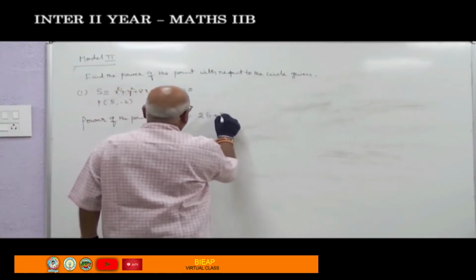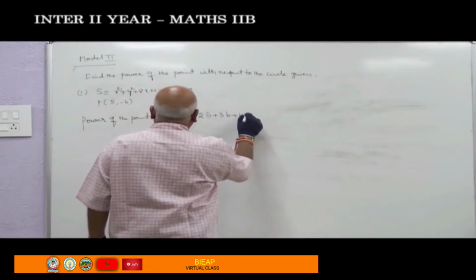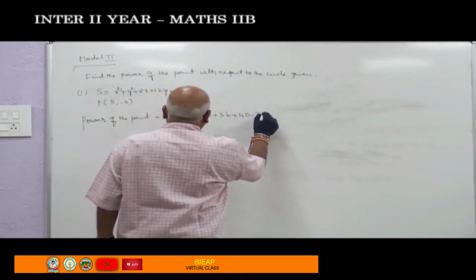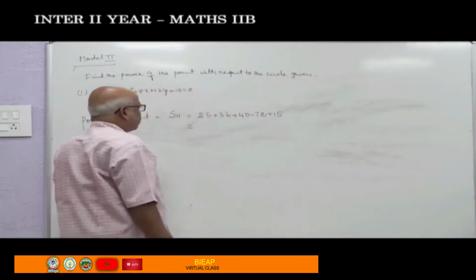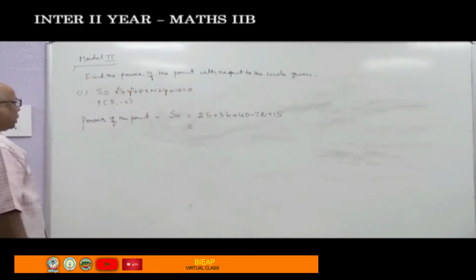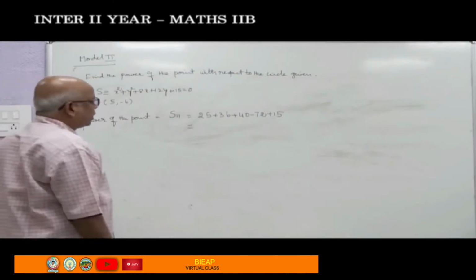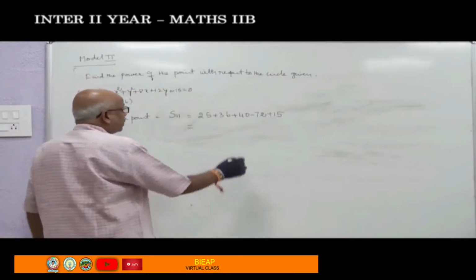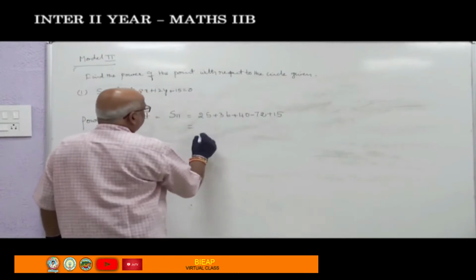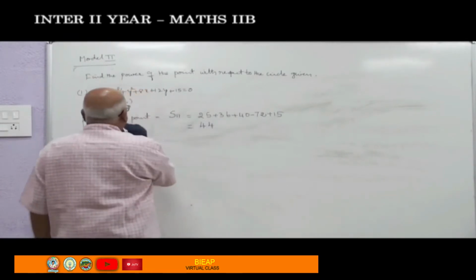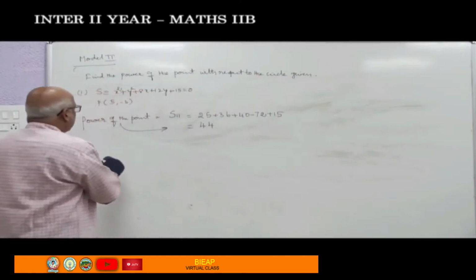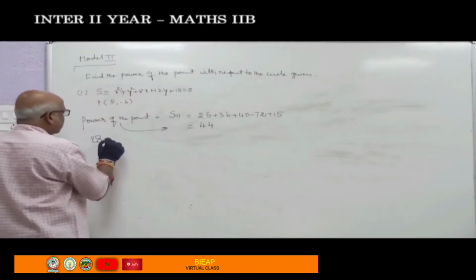25 plus 36 plus 40 minus 72 plus 15. 25 plus 15, 40. 40 plus 40, 80. 80 minus 72, 8. 36 plus 8, 44. That is power of the point. Bindu Shakti. Daniki Telugu peru Bindu Shakti.